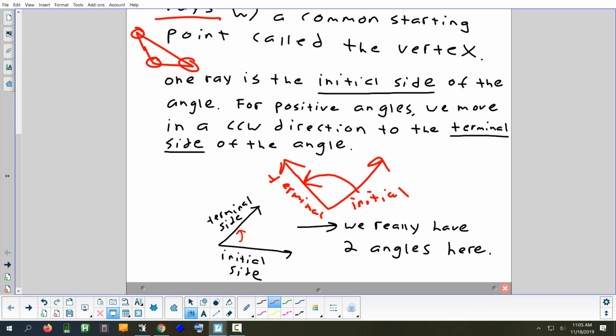What we normally like to do is when we draw an angle, we always put the initial side horizontal. Drawing it like this in red, it's almost like it's kind of been turned. We normally don't do that. We do it more like the one in black.